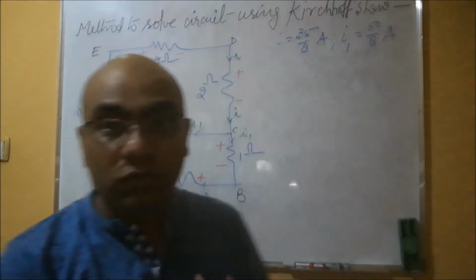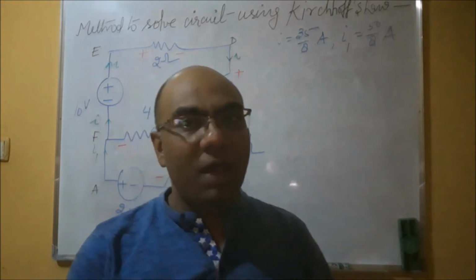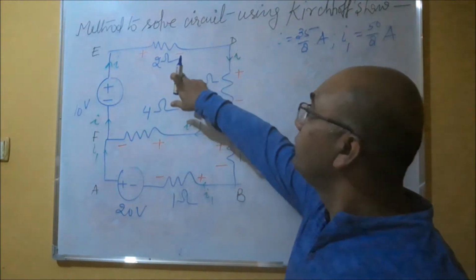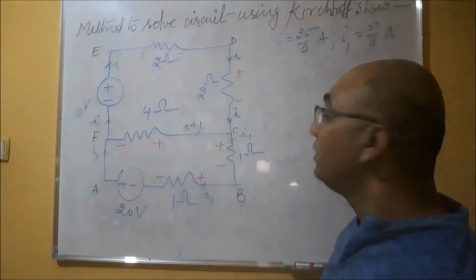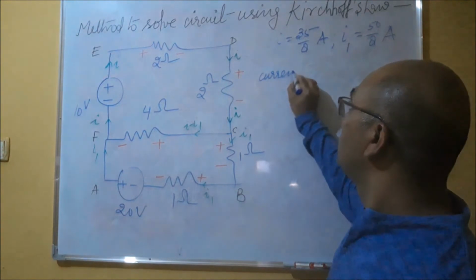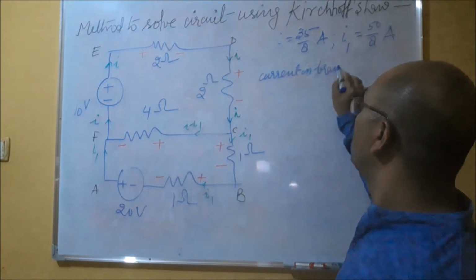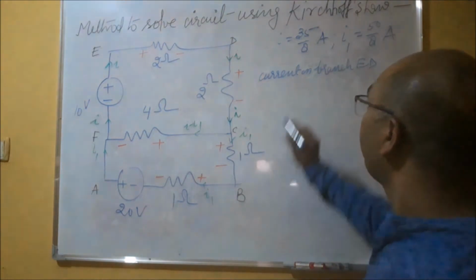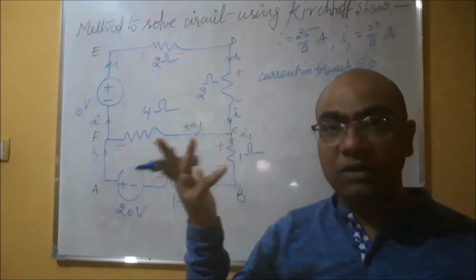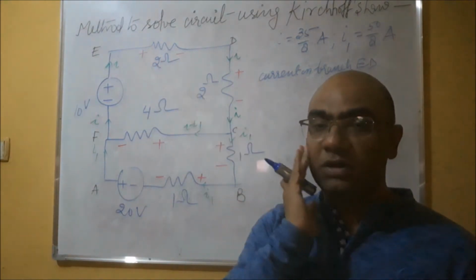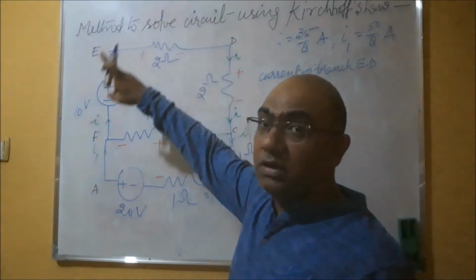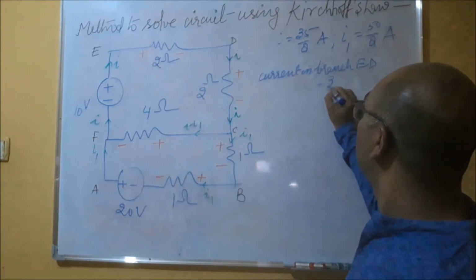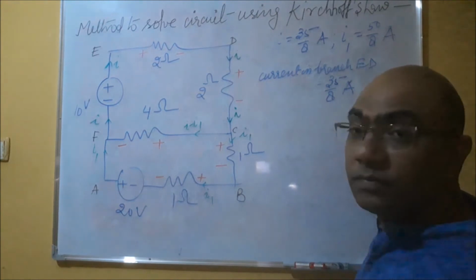Now you know both the variables I as well as I1. So I'm asking you the value of current in this 2 ohm which is connected between E and D, right? So the current in branch ED, or you can say the current through this 2 ohm resistance. Since we have more than one, it may be confusing which 2 ohm, so in place of writing the 2 ohm, I am writing the branch name. So the current in branch ED is what? I. So what is your answer? 35 upon 8 ampere. Right?